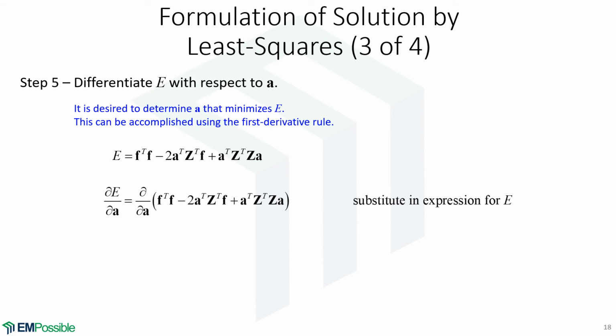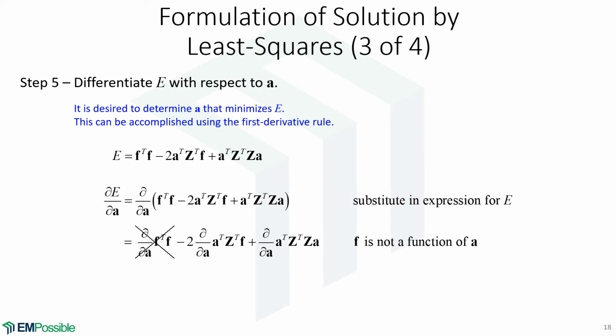We now take the derivative of E with respect to A. So we're just writing our partial derivative outside of our original expression. The next step is we're going to apply our partial derivative to each of these terms individually. And we end up here.